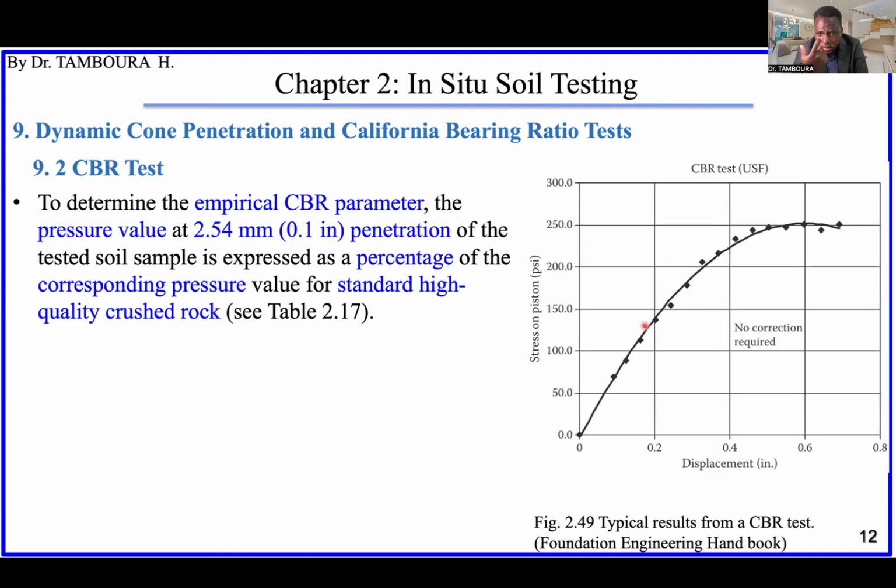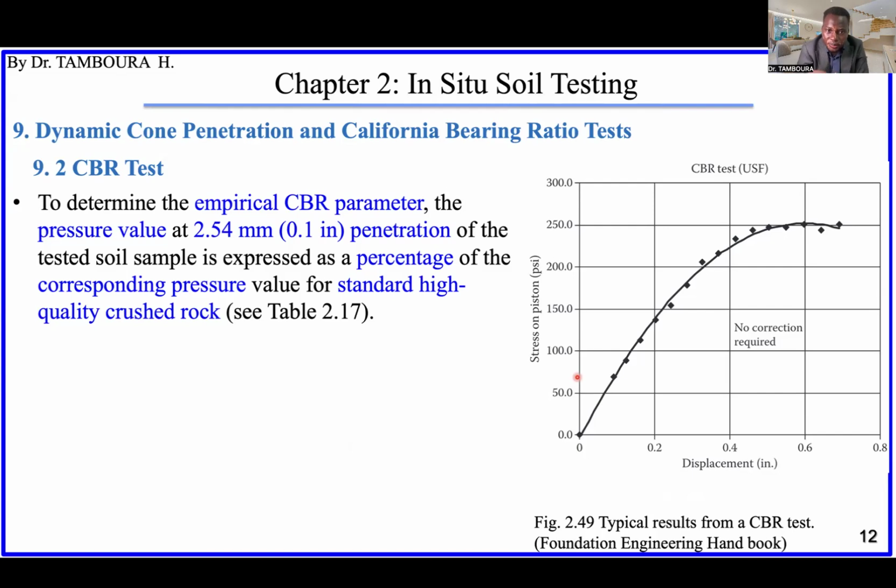So now, from this curve, how do you determine the CBR value? To determine the empirical CBR parameter, the pressure value at 2.54 millimeter or 0.1 inches, which is here, maybe about this one, the pressure corresponding to that is around this pressure, maybe around 70 in this case.